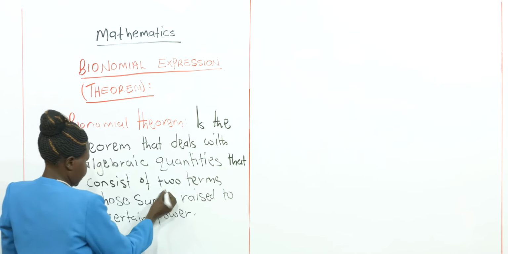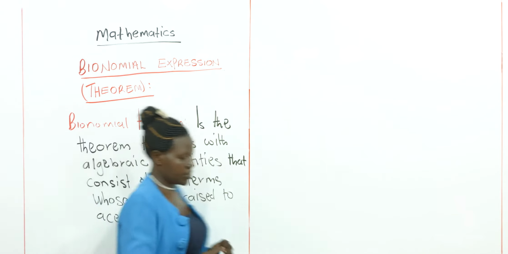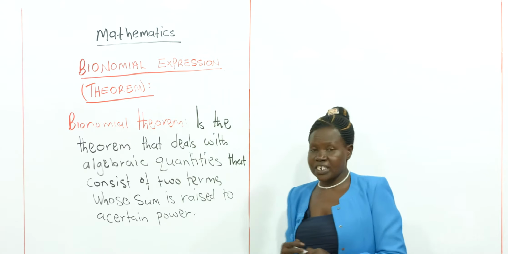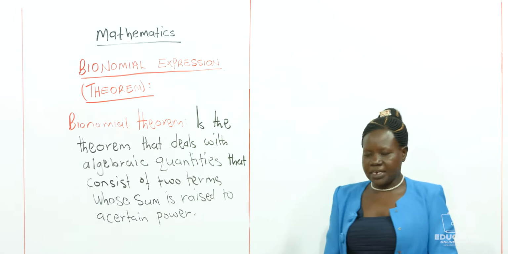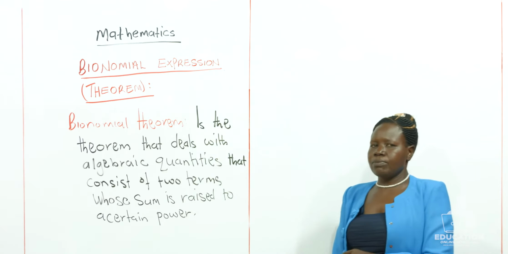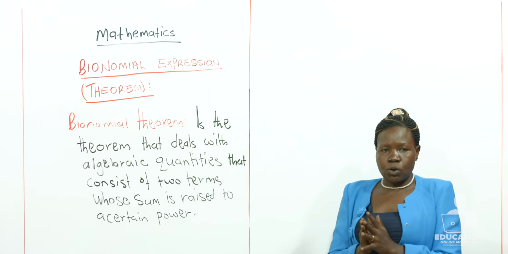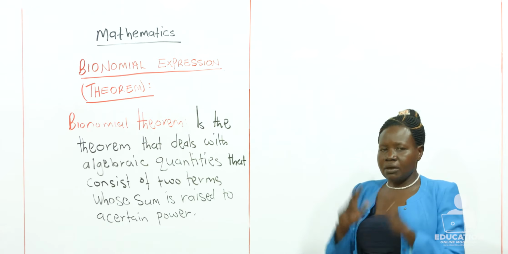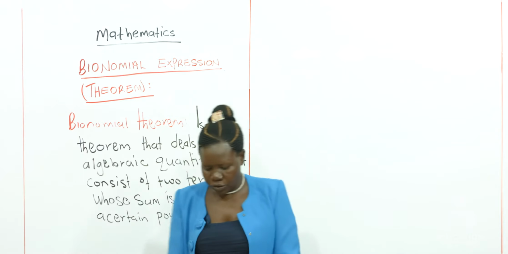So dear learners, that is how you define the binomial theorem or theory. We are going to deal with two terms. The two terms you find combining, because this comes from the word bi. So you will have to deal with both term 1 and term 2, and you find that these terms are being raised to a certain power. So this is what we are going to look at. How are we going to deal with this?